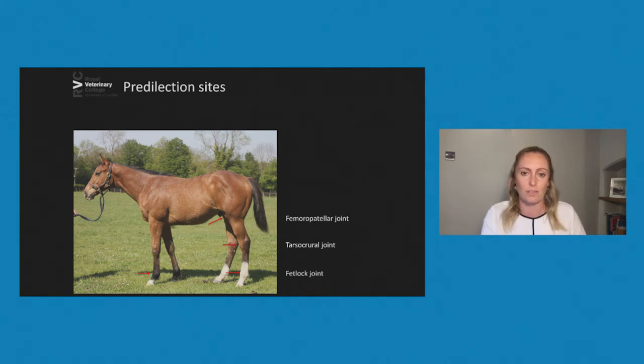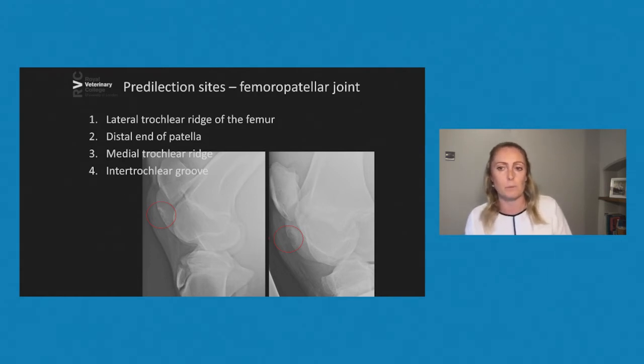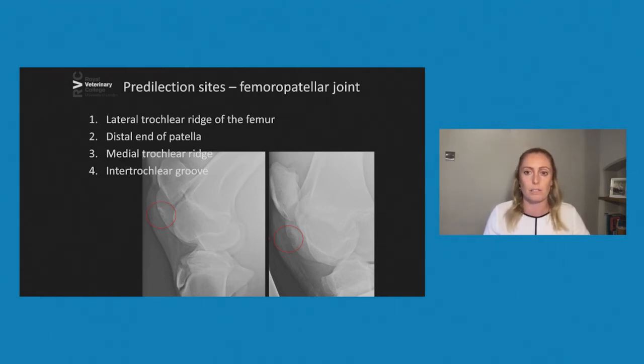So I'm going to concentrate on the femoropatellar, tarsocrural, and fetlock joints. I just wanted to go over some more site-specific areas of predilection in each of these joints, starting with the femoropatellar joint. As we looked at before, the most common site is the lateral trochlear ridge, followed by the distal end of the patella, the medial trochlear ridge, and the intertrochlear groove, which sits between both trochlear ridges. In these radiographs, we've got a large lesion of the lateral trochlear ridge on the right and a large lesion of the medial trochlear ridge on the left.